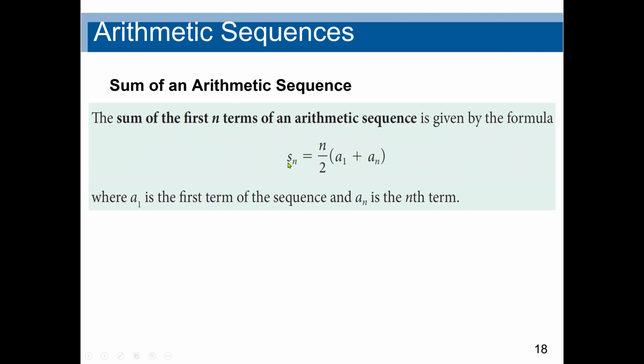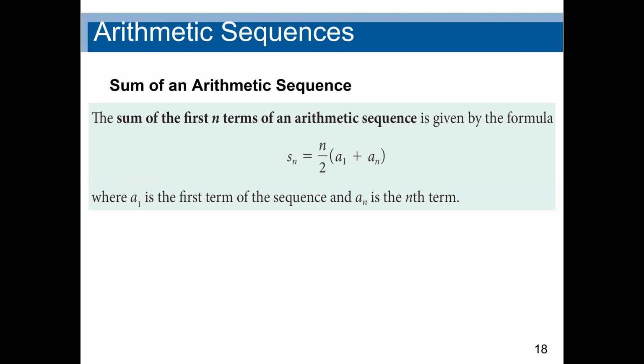Now here we want to find the sum of all the elements in the sequence. So Sn, again, n is how many items we have in the sequence. It will be n divided by 2, then the first item added to the last item.